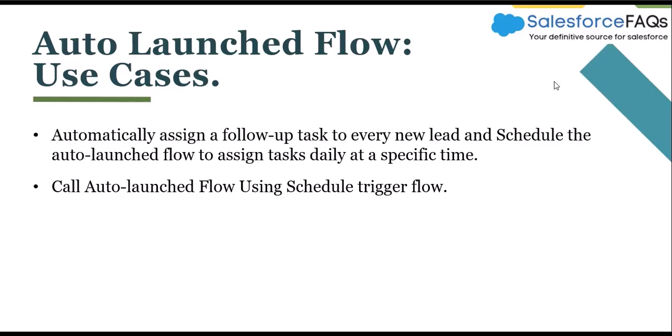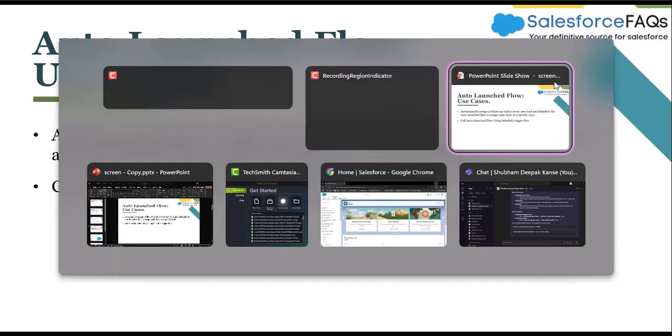So you might be thinking you can automate this process using a record trigger flow also. But what is the problem with a record trigger flow? Whenever we create a new lead, at that time the task will get assigned to the lead owner. Using this Autolaunched Flow, what we want is, after the leads are created on one day, the next day the task should get assigned to the lead owners. And how can we achieve that? By calling the Autolaunched Flow using the schedule trigger flow. Now without any delay, let's jump to the Salesforce org. There I will show you how we can create this use case.